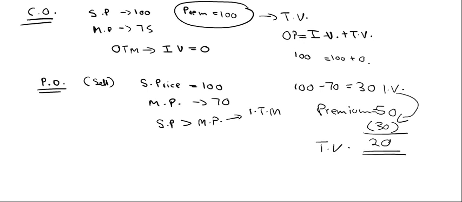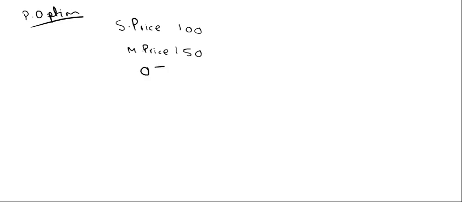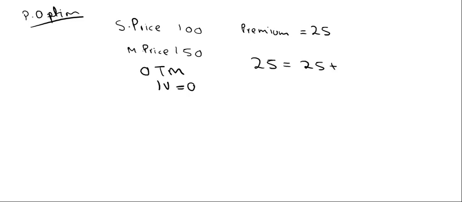Let's take one more example. Let's say there is a put option again, and this time the put option has a strike price of 100, and the market price of the underlying is 150. Since it is a put option, it will be beneficial to sell the underlying in the market, and therefore it is an out of the money option. And as discussed, out of the money options have a zero intrinsic value. Now let's suppose that you paid a premium of rupees 25. This entire premium will be your time value and there will be zero intrinsic value.